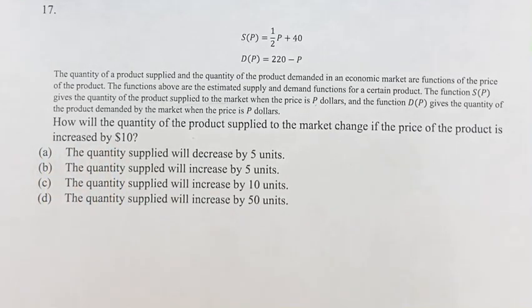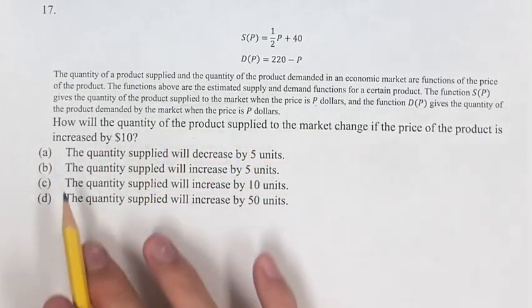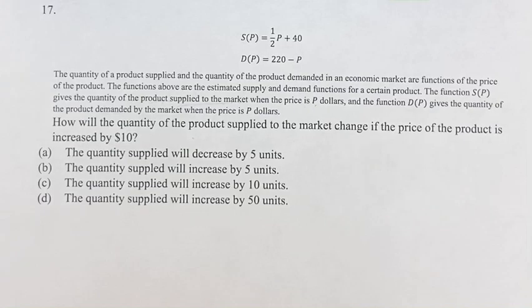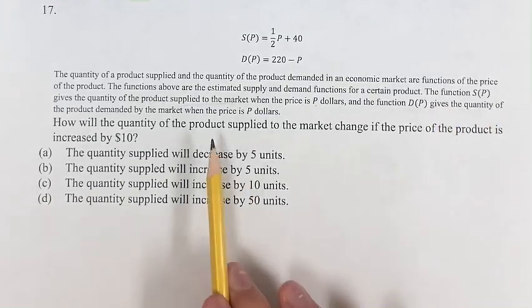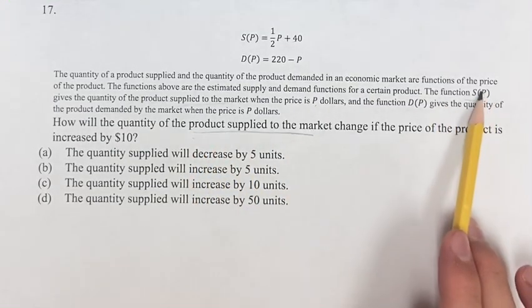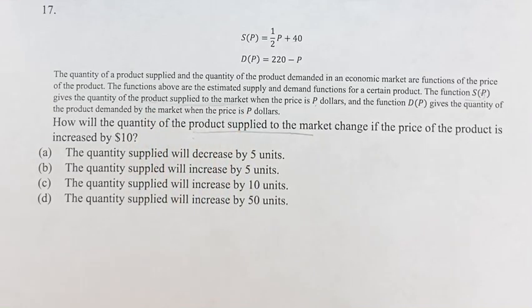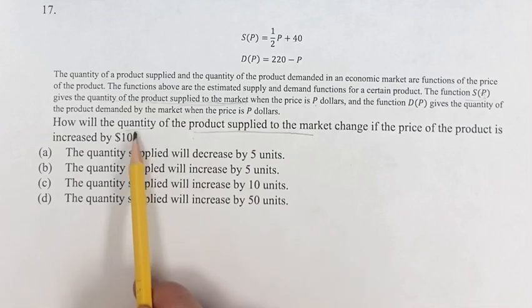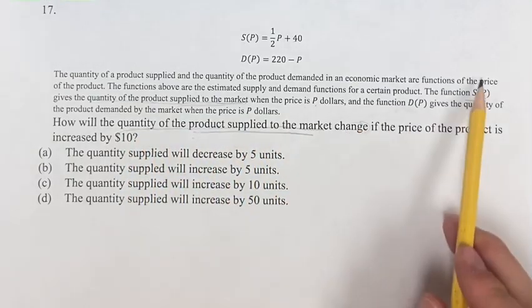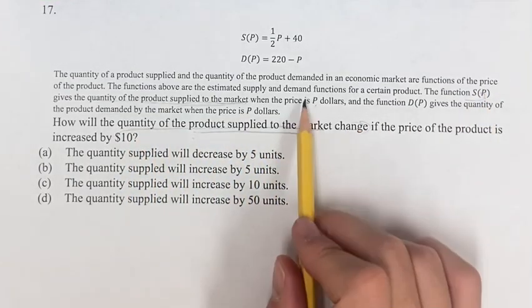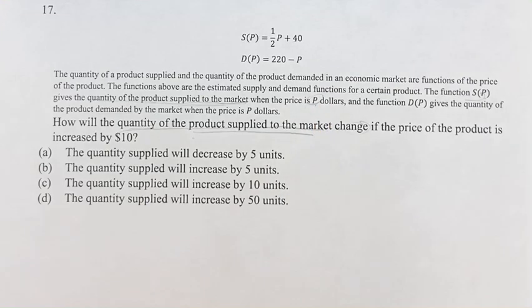increased by $10? So this language might be a little bit confusing, but we are given that the product supplied to the market is given by S of P. We're told that right there. So how will S of P change? Again, the quantity of the product supplied to the market, the quantity of the supply, how much will this change? How much will S of P change when the price P is increased by 10?